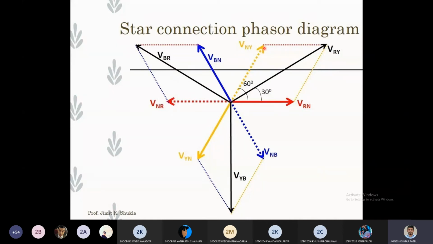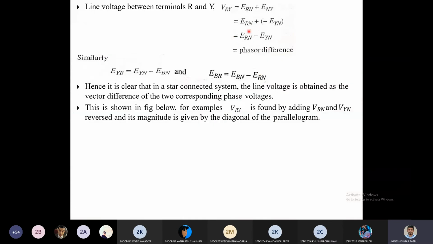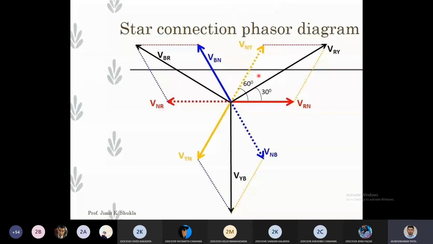If I perform a sum between those two, ERN plus ENY, I'll get this VRY, that is 30 degrees ahead of the line to neutral voltage. So line to line voltage is always 30 degrees ahead of line to neutral voltage. That's what this figure shows. And you can get this quantity like this: VRN minus VYN, or you can say plus VNY.